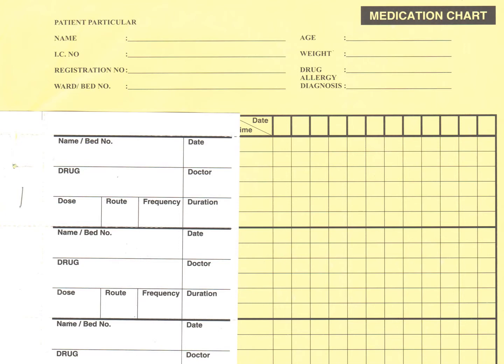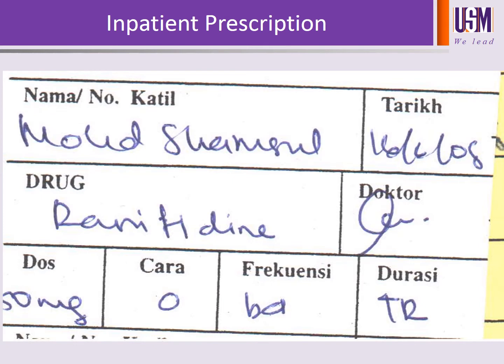All the medication charts should be signed by the prescriber according to the categories set by the Ministry of Health Malaysia Drug Formulary. This is an example of an inpatient prescription, also called a CHIPS. There are 8 sections that need to be filled in each prescription. An important point is that each prescription must be written with the generic name.